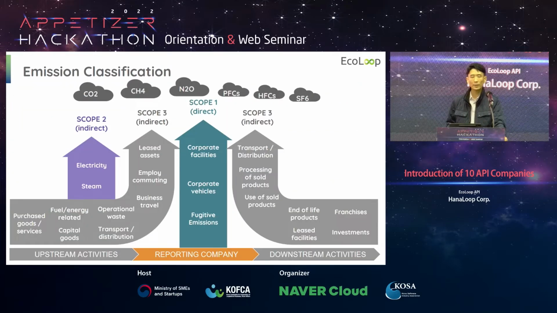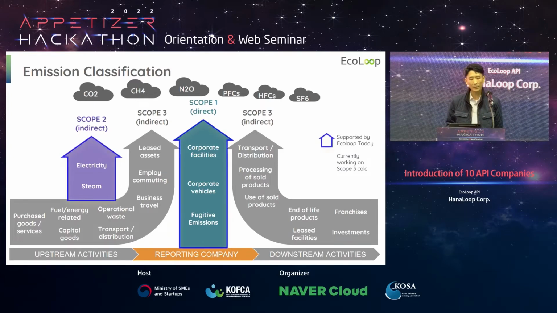The most widely used calculation method is the GHG Protocol. It classifies emissions into 3 scopes. Scope 1, direct emissions produced by the reporting company. Scope 2, indirect emissions produced by electricity and steam from utility companies. And Scope 3, other indirect emissions that come from sources not owned or controlled by the reporting company. Our system currently supports calculation of Scopes 1 and 2, and we're working on the calculation of Scope 3.